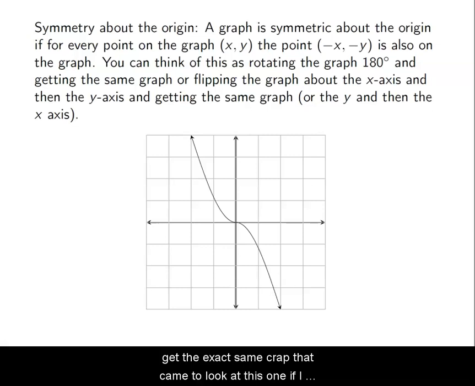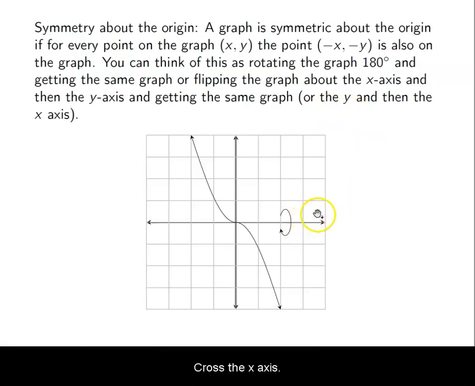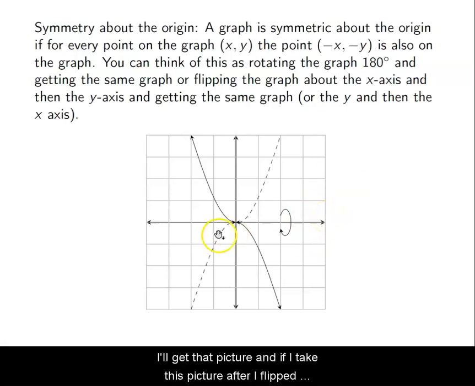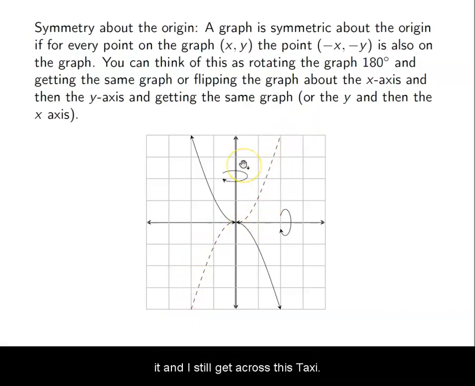So look at this one. If I flip this first across the x-axis, I'll get that picture. And if I take this picture after I flipped it and I flip it across this axis, I come back to my original.